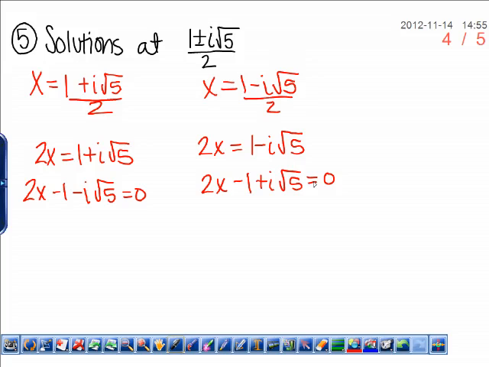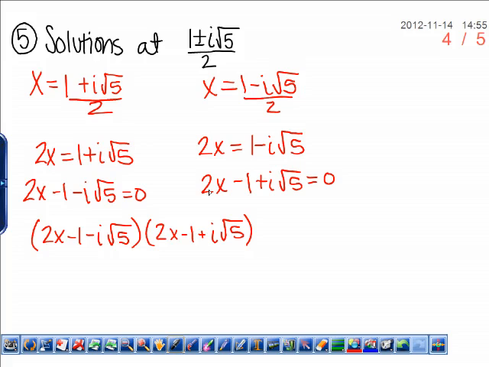Okay, so we've rewritten them as factors. Now what are we going to do? Multiply them. All right, so we're just going to distribute piece by piece. So let's start by distributing my 2x. What would I get?